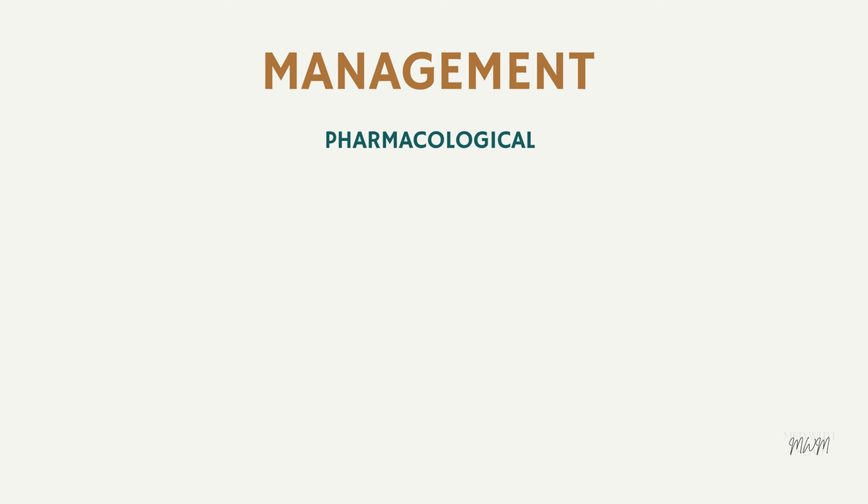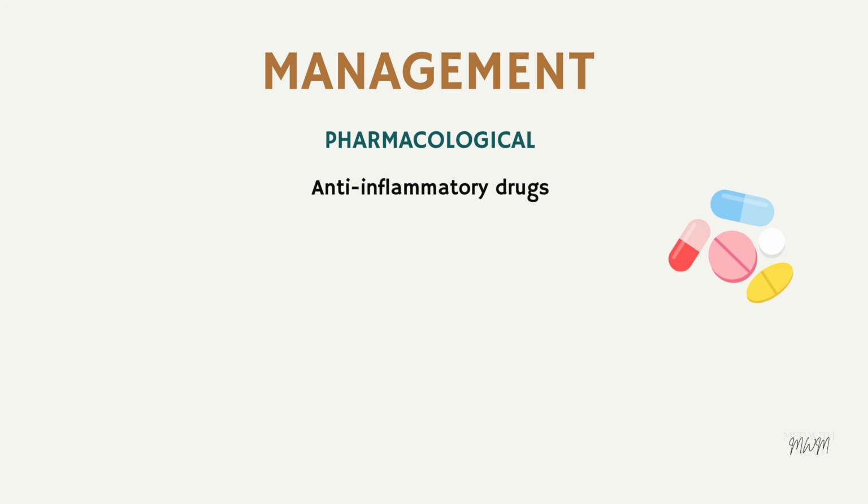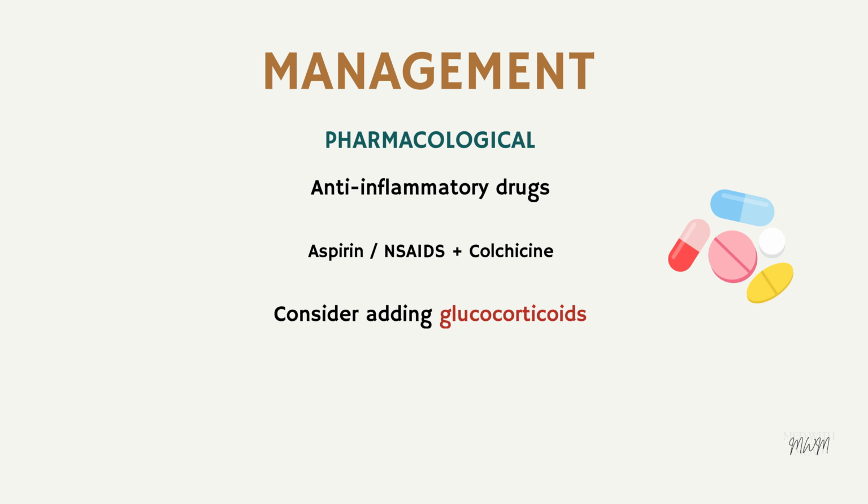And when it comes to pharmacological treatment, usually it is with anti-inflammatory drugs. For example, aspirin or NSAIDs together with colchicine. Examples of NSAIDs are ibuprofen, indomethacin, or naproxen. And if the treatment fails, you can consider adding glucocorticoids such as prednisolone.